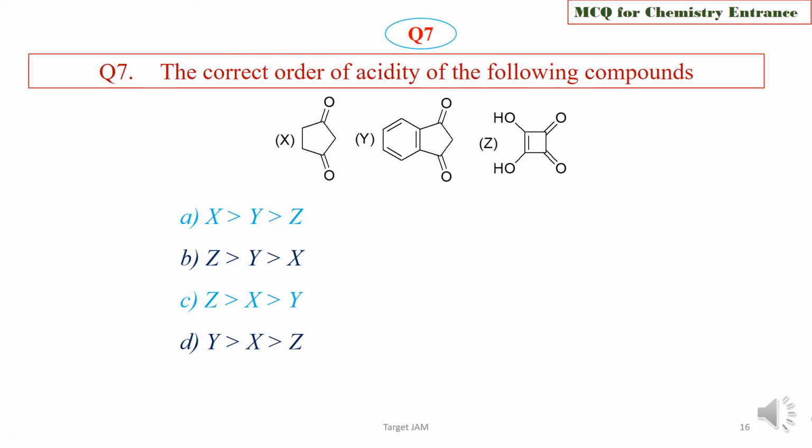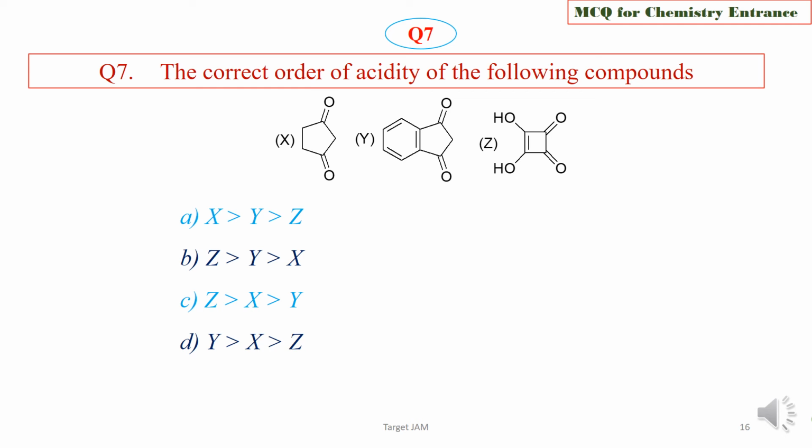Question 7. The correct order of acidity of the following compounds. There are three compounds X, Y, and Z. First, see the structure and find the correct order of acidity among these. Option A, X greater than Y greater than Z, or Z greater than Y greater than X, or Z greater than X greater than Y, or Y greater than X greater than Z.